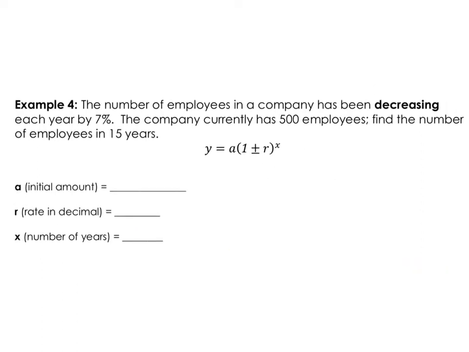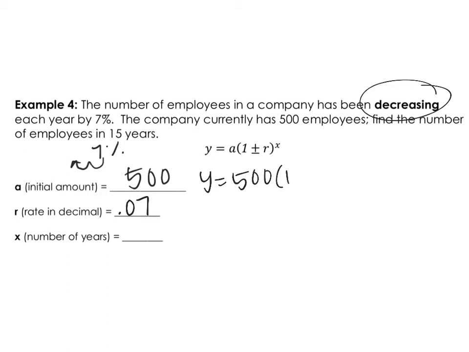Okay, looking at this example, it looks like we have another company that is decreasing by 7% each year and is currently holding 500 employees. We need to find the number of employees after 15 years. So our initial amount is 500 employees that we're starting with, and our rate is 7%. So if I move that decimal over, I have 0.07. Again, we're decreasing, so I'm going to have to use a minus when I write my equation. So this is going to be y equals 500 1 minus 0.07 to the x power.